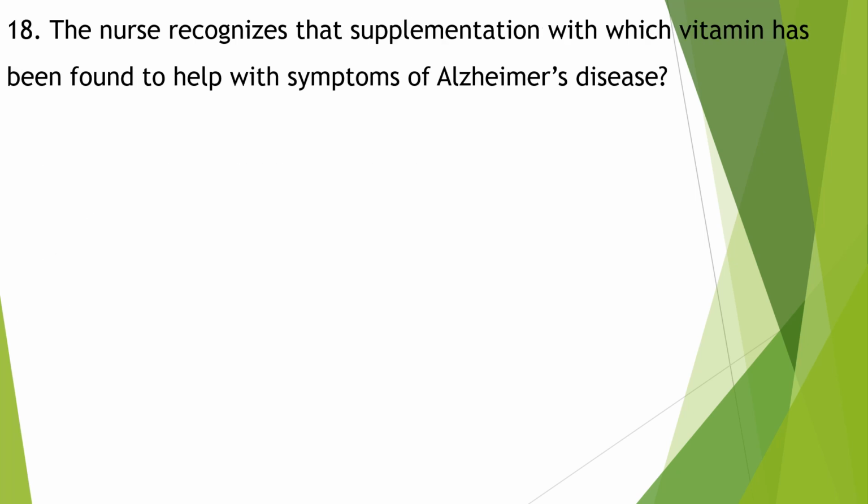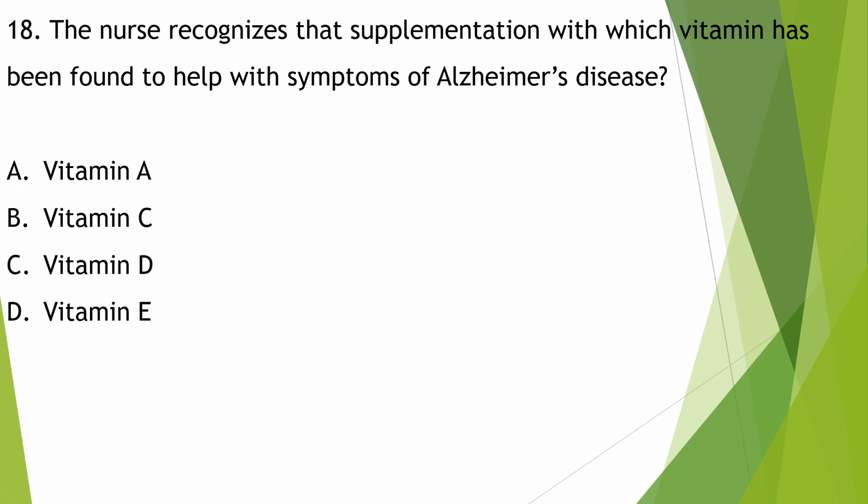The nurse recognizes that supplementation with which vitamin has been found to help with the symptoms of Alzheimer's disease. Vitamin A, vitamin C, vitamin D, vitamin E. Vitamin E, an antioxidant, may help with symptoms of Alzheimer's disease by decreasing the damage caused by free radicals in the brain.